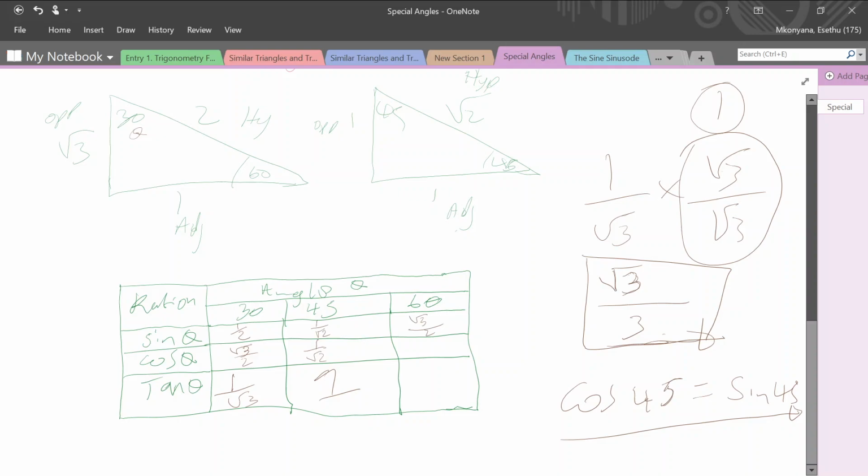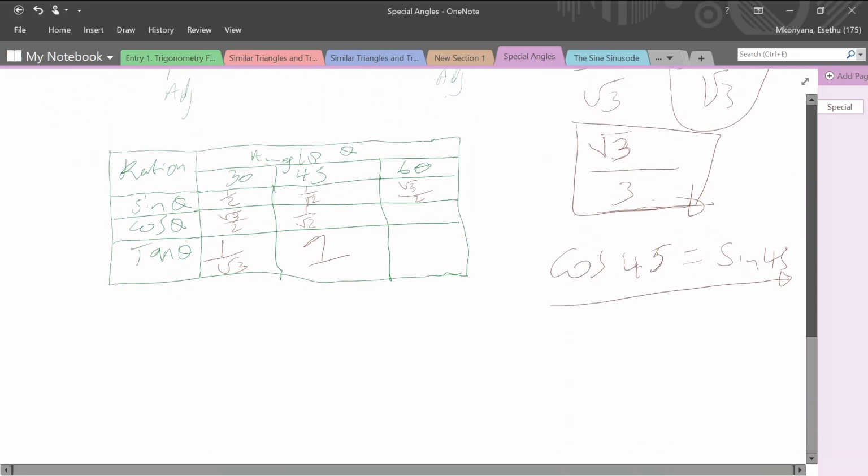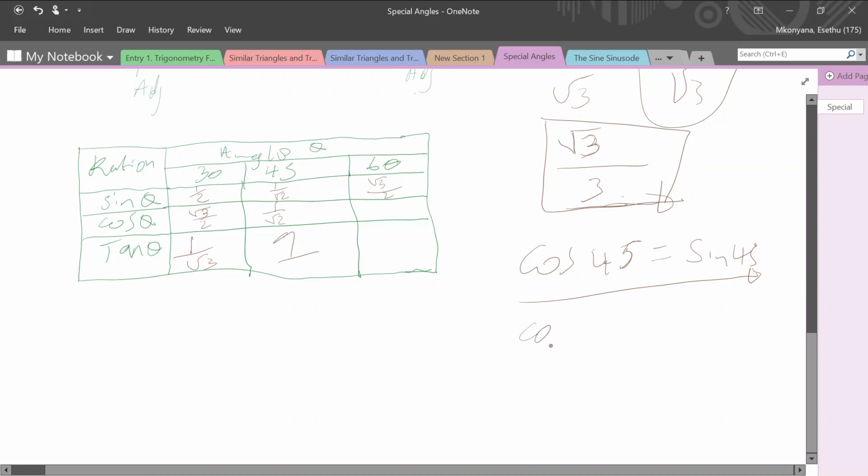So that's something very nice to understand and see. And then that's another identity or axiom that we can derive already, that cos of 30 is actually equal to sine of 60. We can see that here's cos of 30, there is sine of 60.